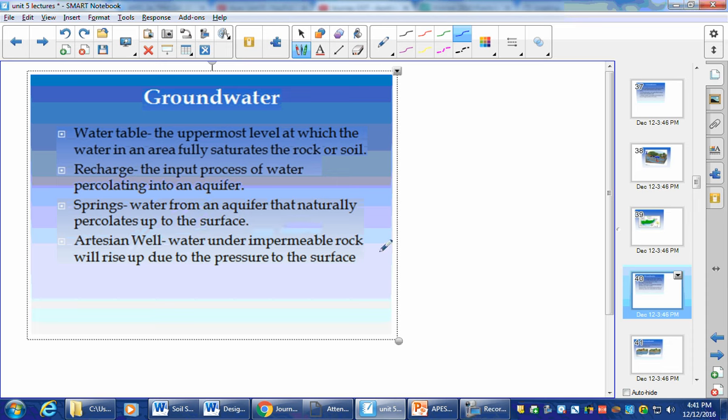So what you need to know here is that springs and artesian wells are a little bit different, and think about the reasons why.